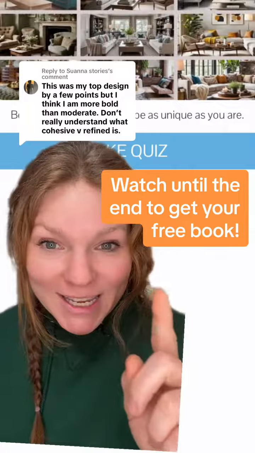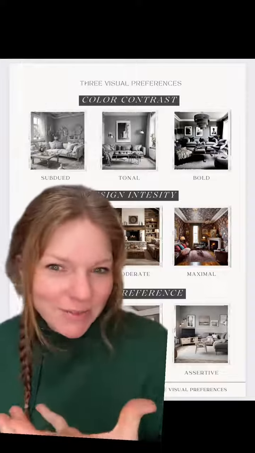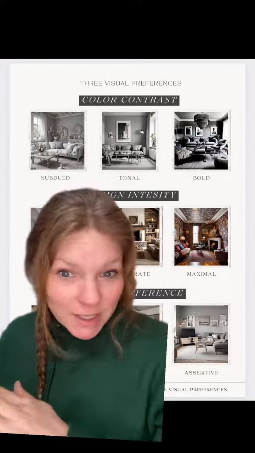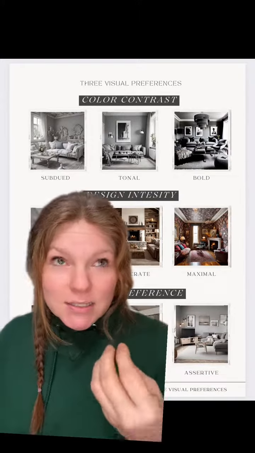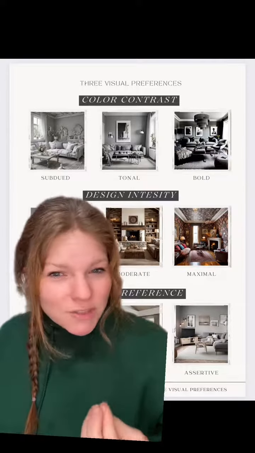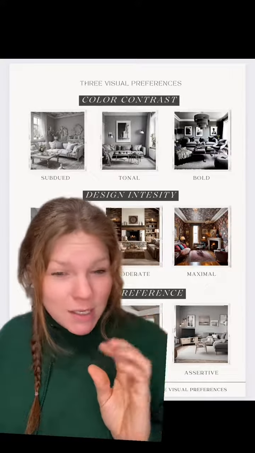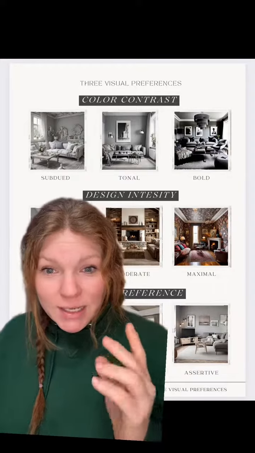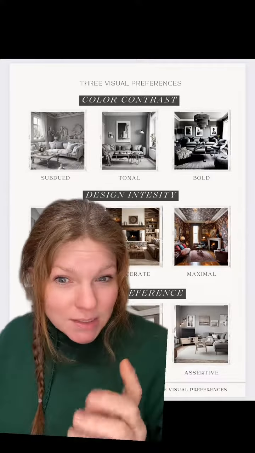You've taken my quiz and you don't really understand what it means. The first two are pretty self-explanatory. Color contrast means how much contrast there is from the lightest to the darkest colors, and design intensity in its most basic form is minimalist to maximal, but it's more than just that because it's also the amount of visual texture in the space. So a place could be maximal but not have a lot of clutter if it had lots of wallpaper and decorative elements in the space.